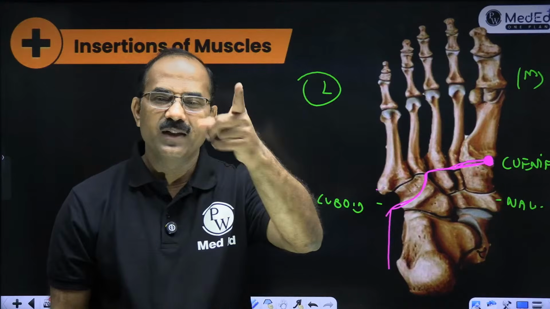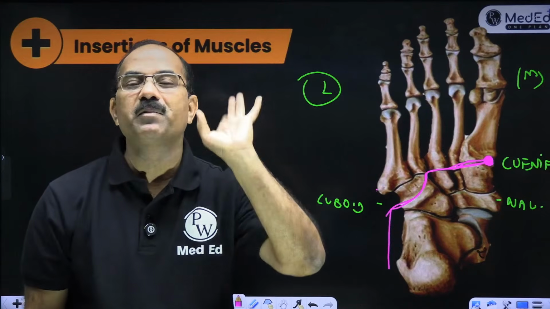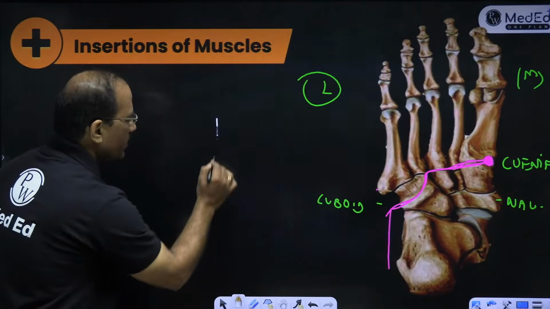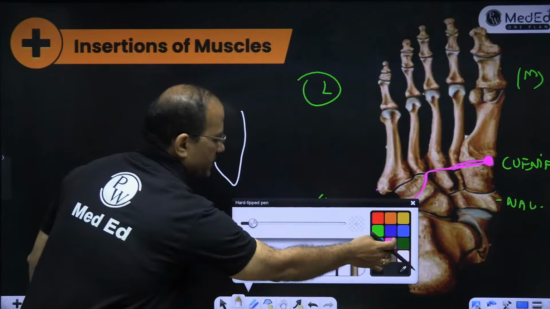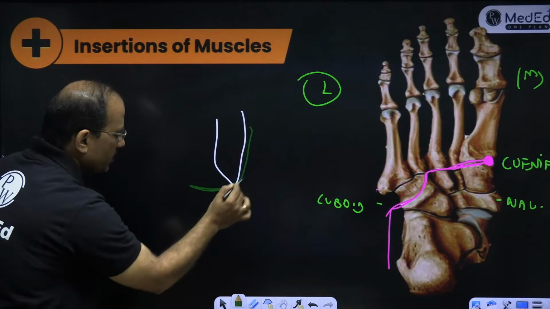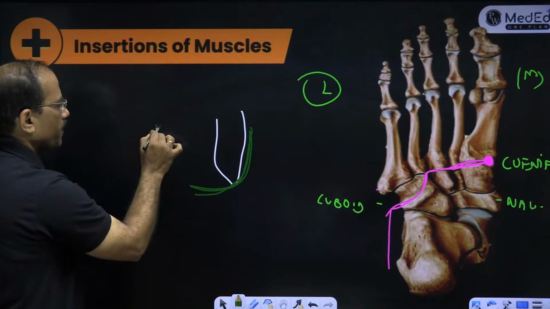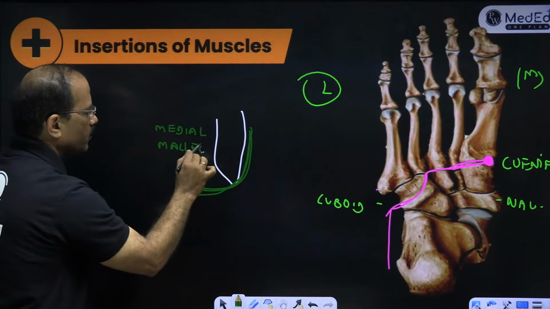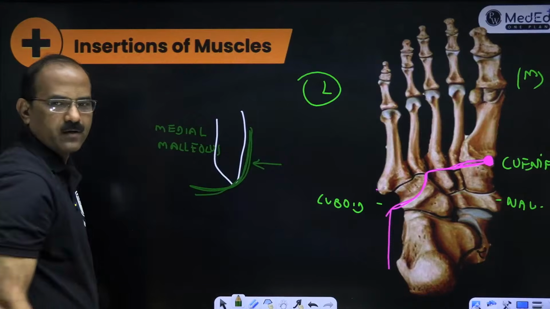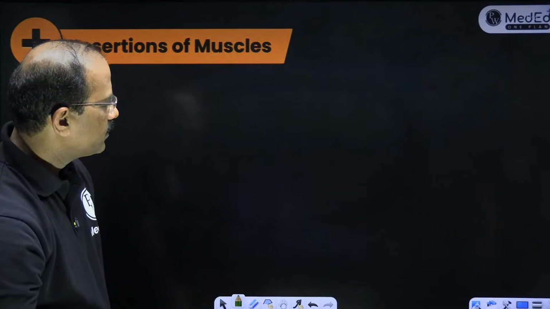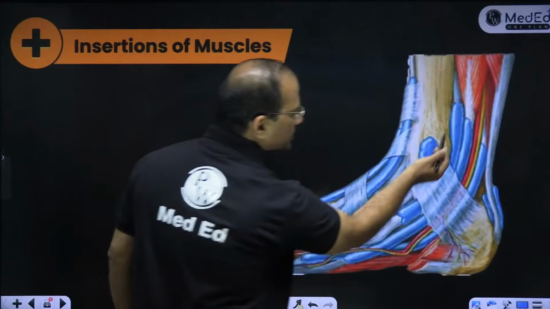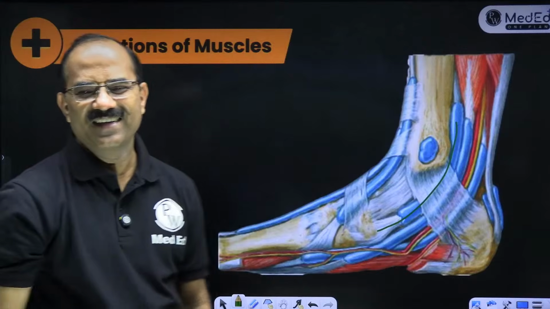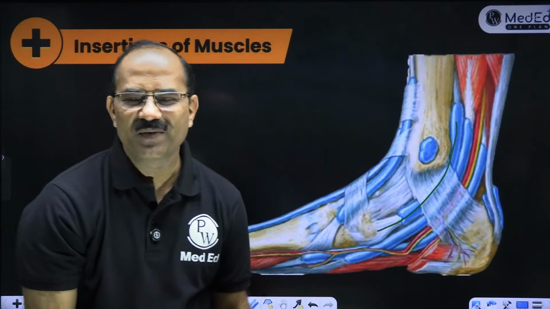Peroneus brevis winds around the lateral malleolus. And who winds around the medial malleolus? Which is the tendon which winds around the medial malleolus? Anyone? This is the medial malleolus. There's a tendon which winds around the medial malleolus. Who is this tendon? Which is this tendon which winds around the medial malleolus? Anyone? Who's this? Which is the tendon which winds around the medial malleolus? No, Swapnamai, no.